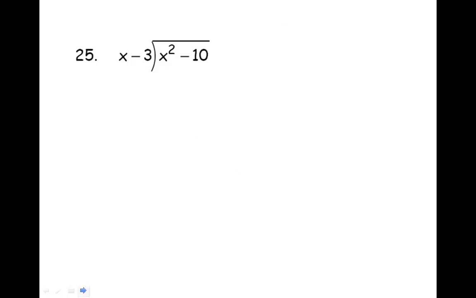Number 25. What we need to recognize on number 25 is we need to add in a plus 0x because there isn't an x to the first power here. After we add that in, we would then go ahead and do our division rules. So what do I multiply x by to get x squared? I multiply x. So I want to put that x over the 0x.